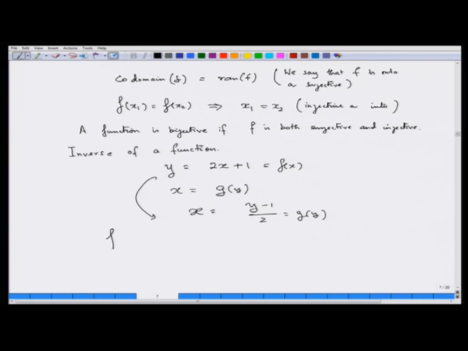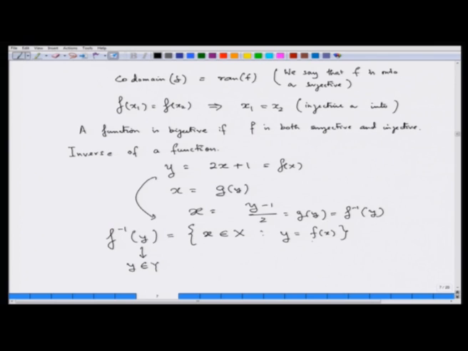The inverse of a function, which we sometimes denote as f inverse, so g is here called f inverse of y. So, f inverse of y, where y belongs to the codomain. What is f inverse of y? You take any y and then ask the question, can I find an x such that y is equal to f of that x? There can be more than one x for which y is equal to f of x.